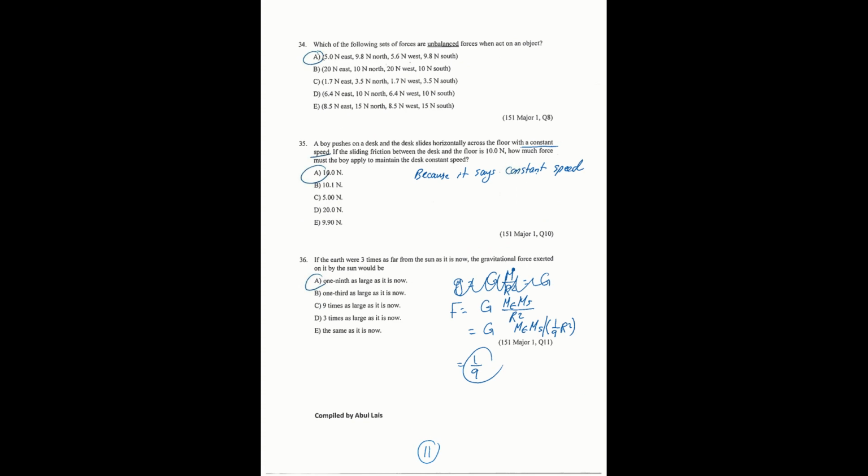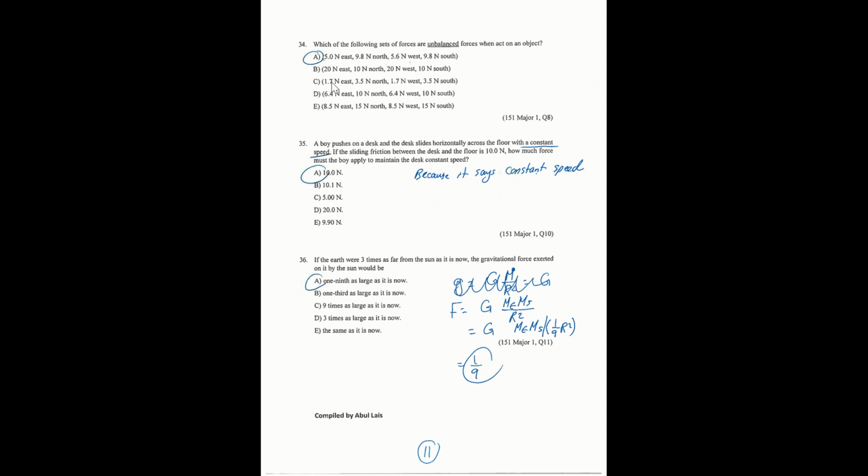Number 34 says, which of the following sets of forces are unbalanced forces when acting on an object? Here I want you to get a pen and paper to do this calculation yourself. Remember, these are unbalanced forces. Unbalanced means they will not add up to 0.